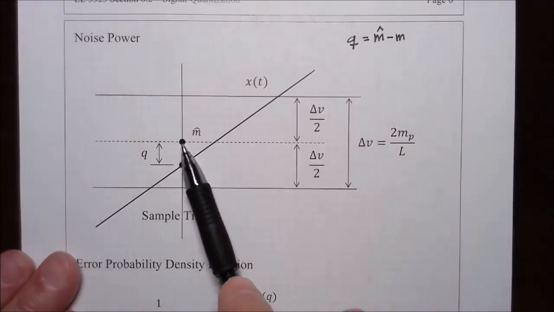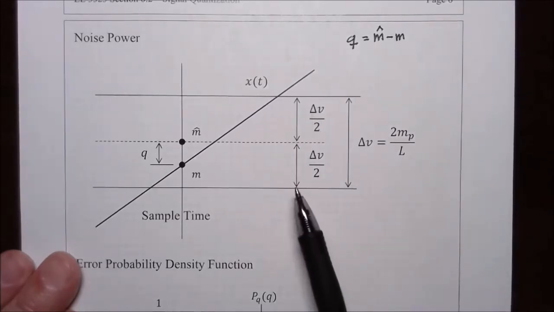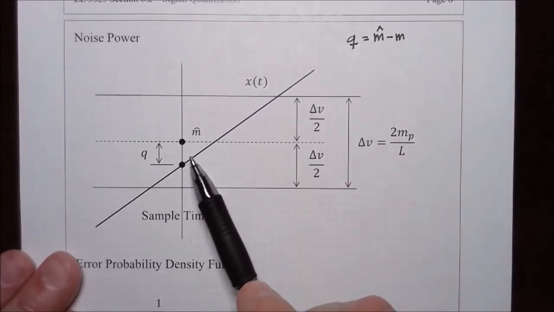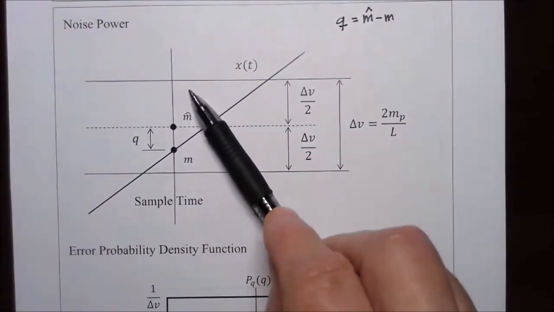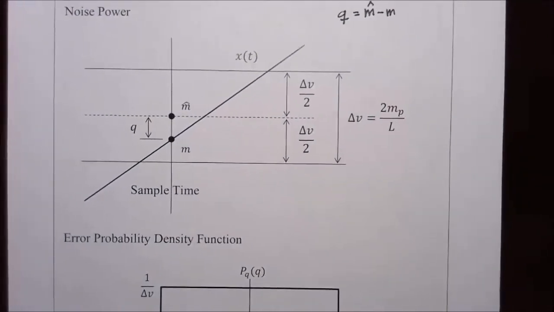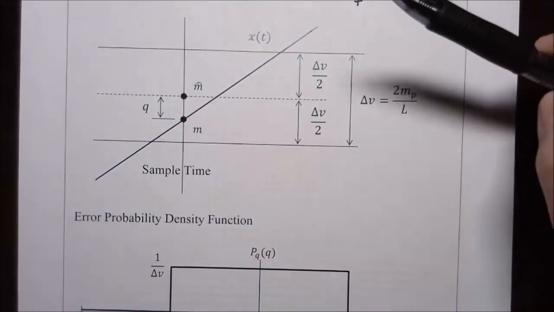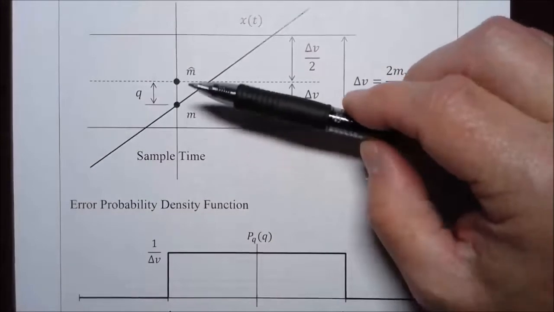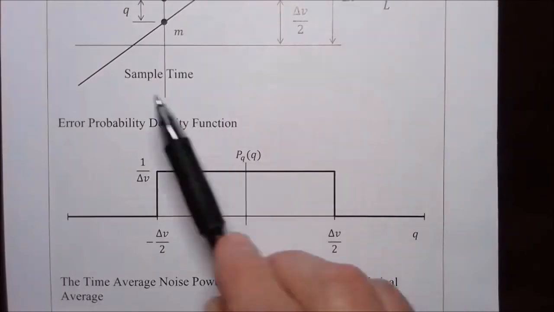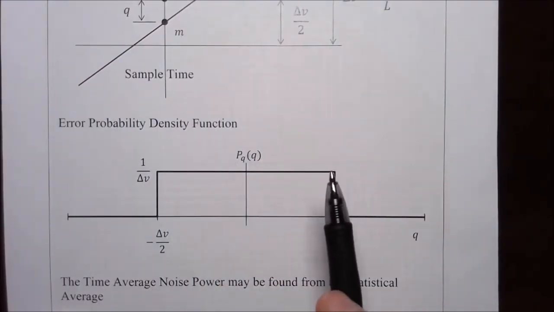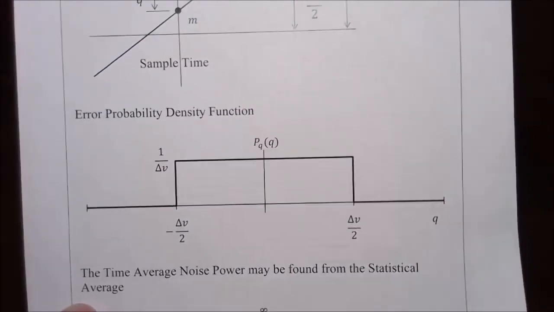The standard value lies right in the middle, at delta V over 2 from each of the edges, and the sampled value lies somewhere in this range. Now, we don't have any reason to believe that it would be at one place any more likely than any other place. So the probability for the measured value we can show on a probability density function. This is a tool you should have picked up in your probability and statistics course.